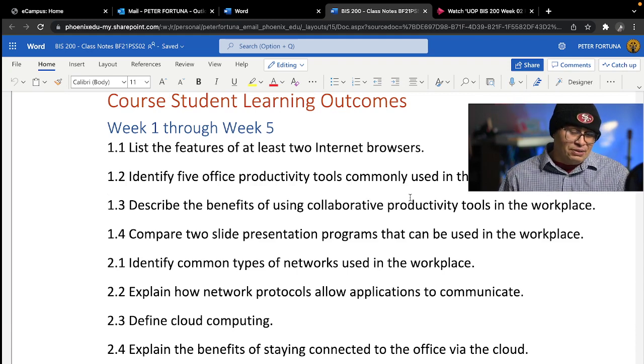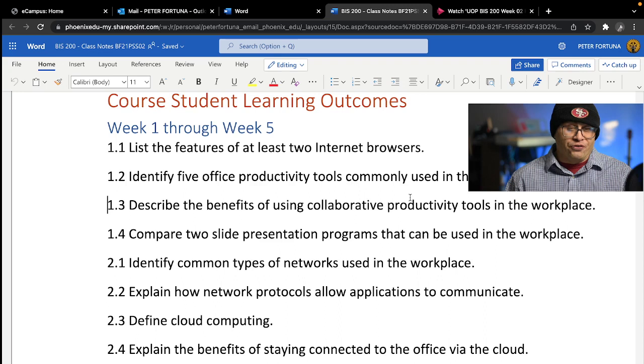The fourth one is 4.1. Compare two slide presentation programs that can be used in the workplace. That is different than our assignment. Our assignment is asking for office productivity suites. So they have to do everything. There are applications, niche markets, right, where applications can do one or two things super duper well, and presentation software is one of those niche markets. You know of probably Microsoft PowerPoint.